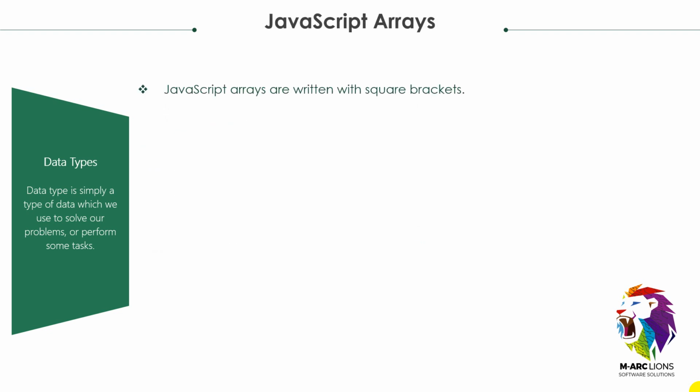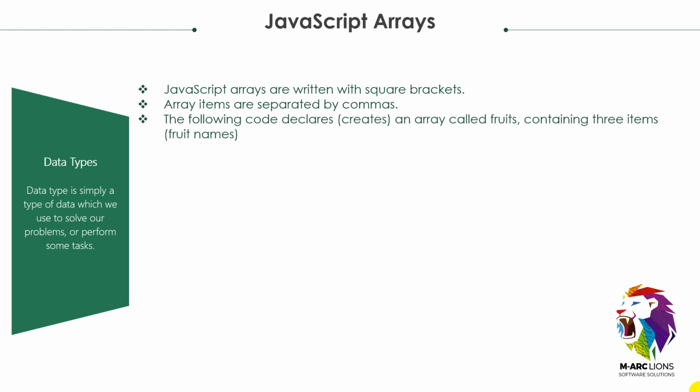Now JavaScript arrays are written with square brackets. Array items are separated by commas. Follow the following code which I am going to write now. It declares an array called fruits. I am going to declare a variable. The variable is going to be of array type and its name will be fruits, and it is containing 3 items.